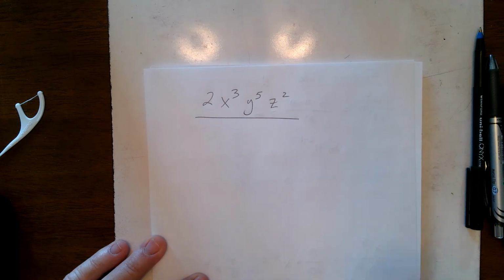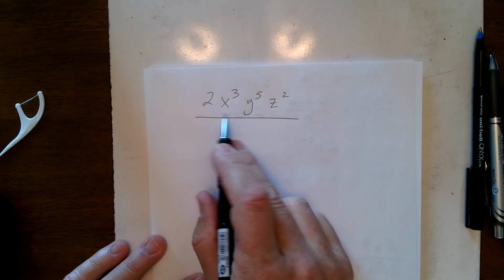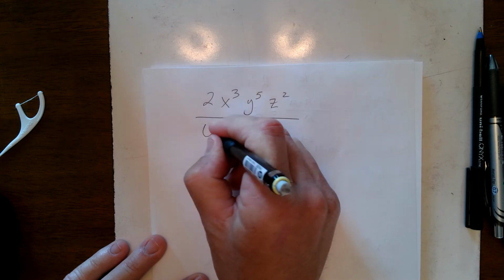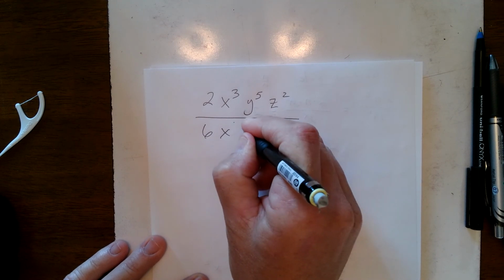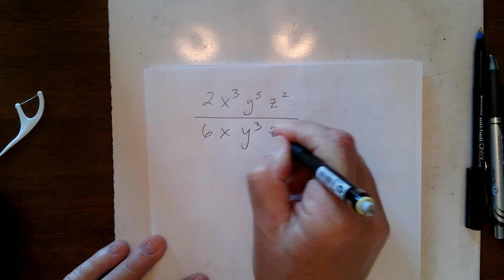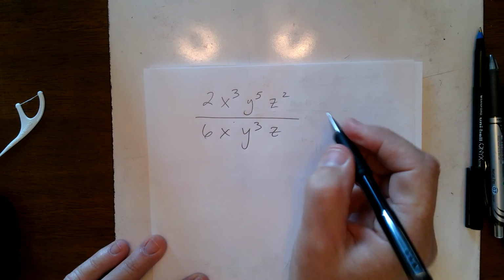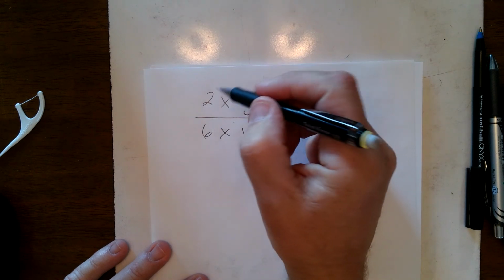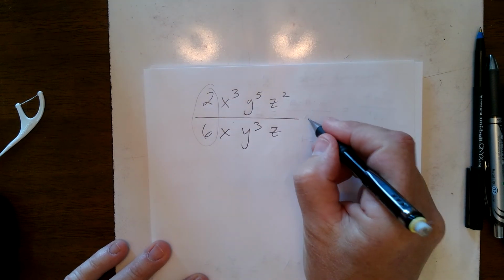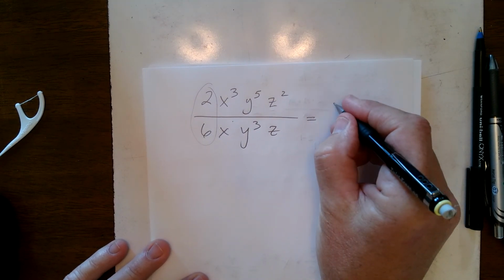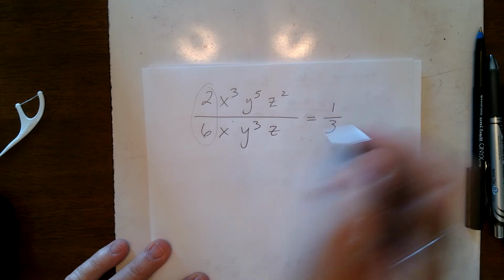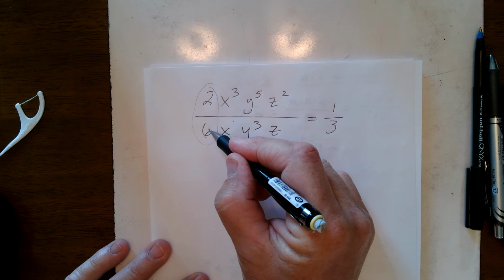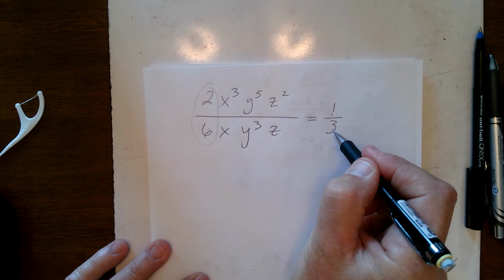Now, even though we have a bunch of variables here, we're going to treat them exactly the same. This we're going to separate, and I know that gives me 1/3. 2/6 simplifies down to 1/3.